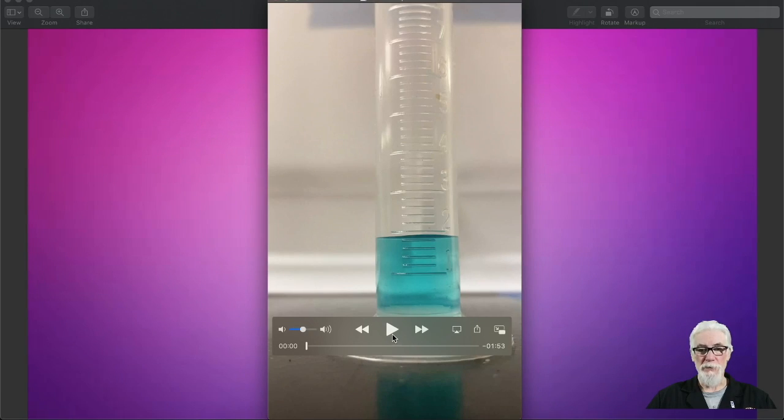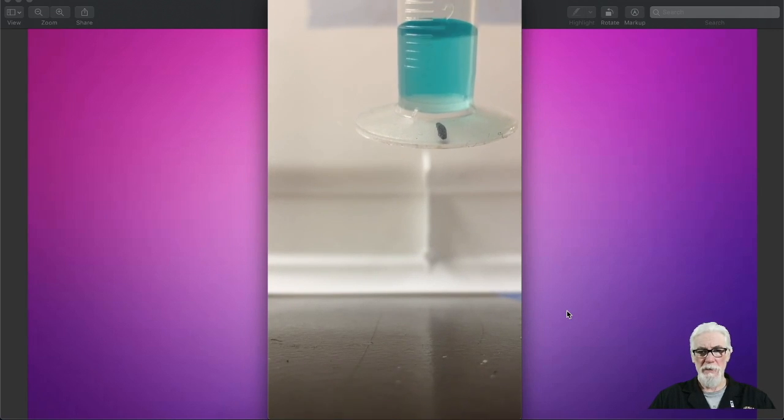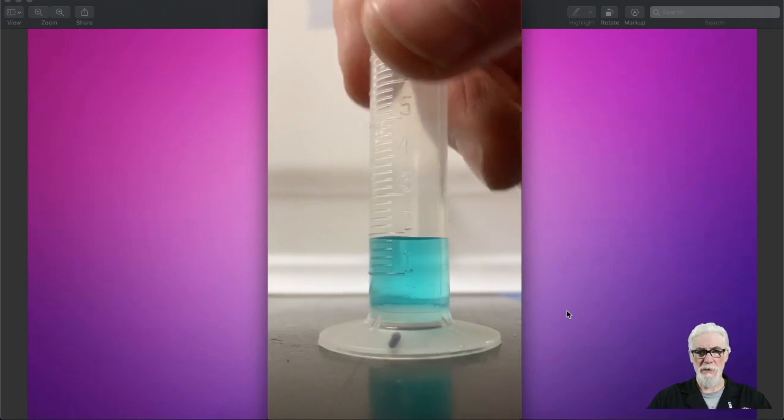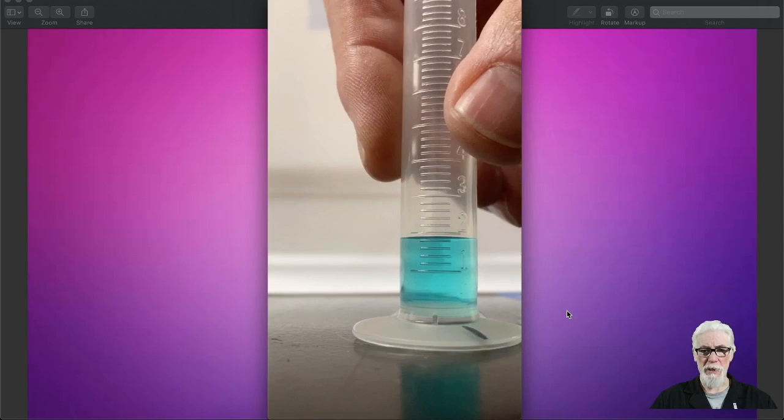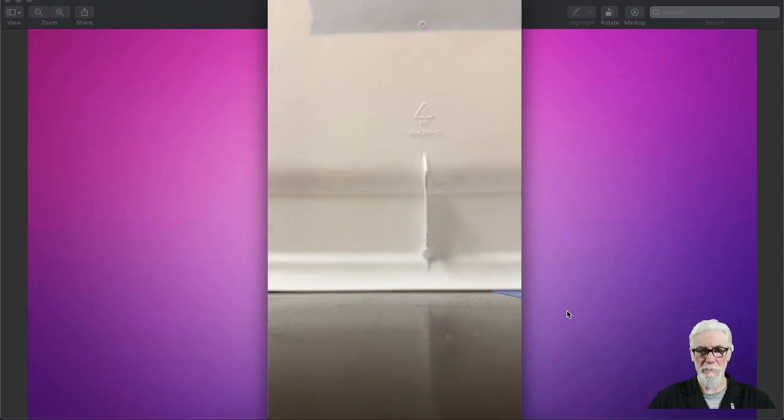Now we're going to measure the volumes of some samples of liquid. Got this blue liquid. This is sample number 1. It's in this thing called a graduated cylinder. There are markings on here. Every marking is 0.2 of a milliliter. There's the volume.